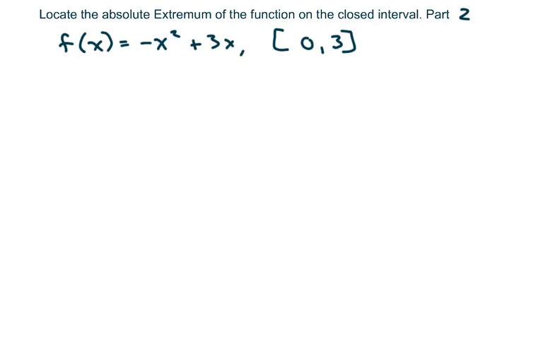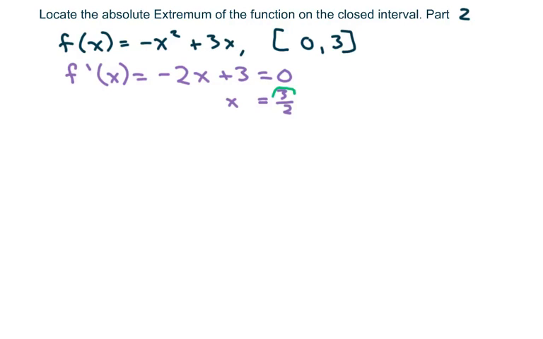Hi everyone, we're going to locate the absolute extremum of the function on the closed interval. And the first thing I want to do is take the first derivative to see if I have any critical numbers. So that would be negative 2x plus 3. I set this to 0 and my x would equal 3/2. So there is a critical number.